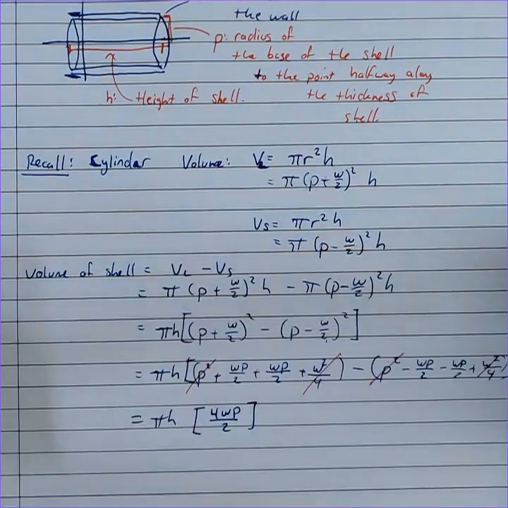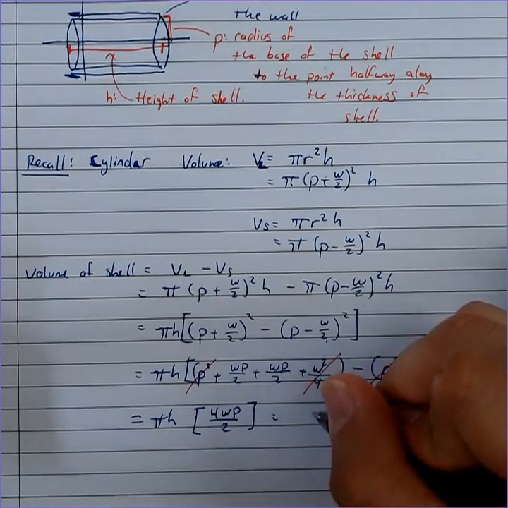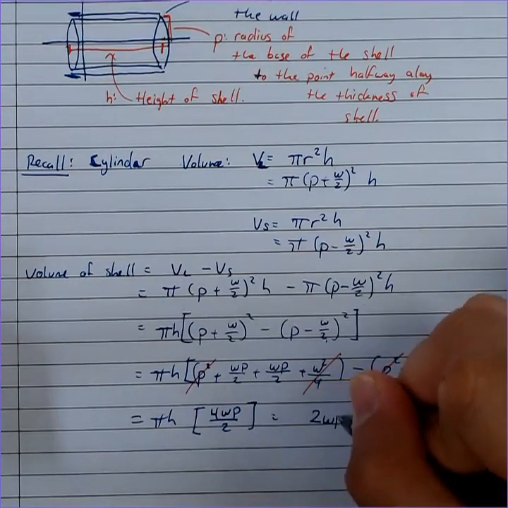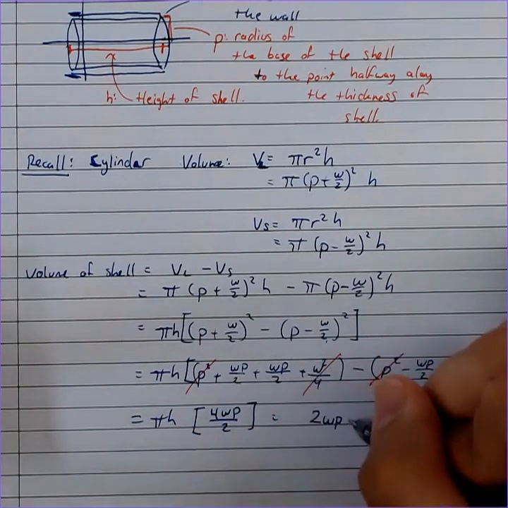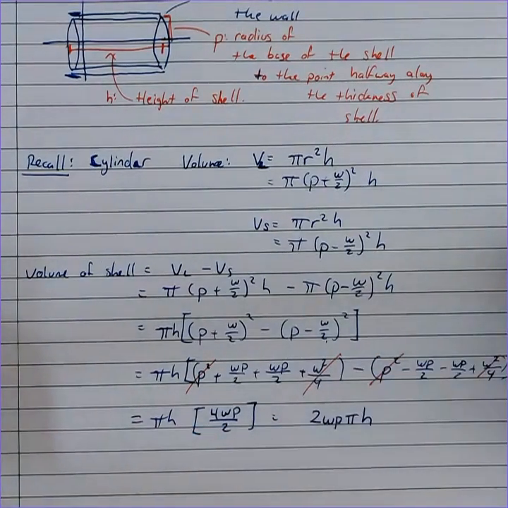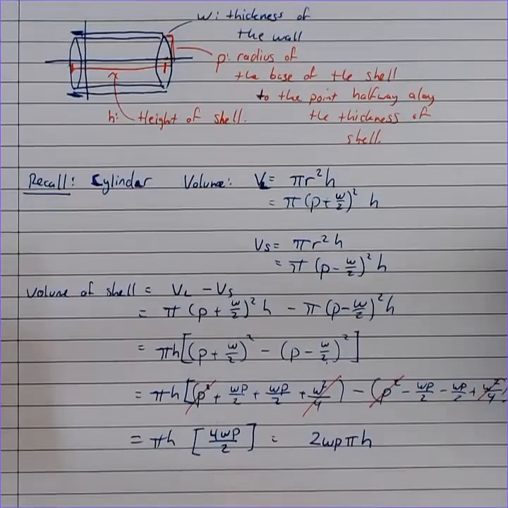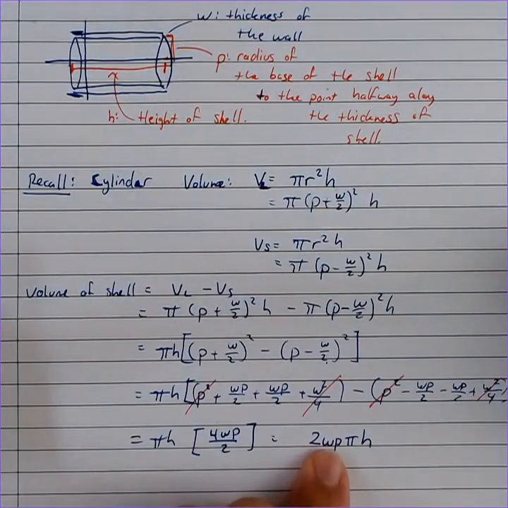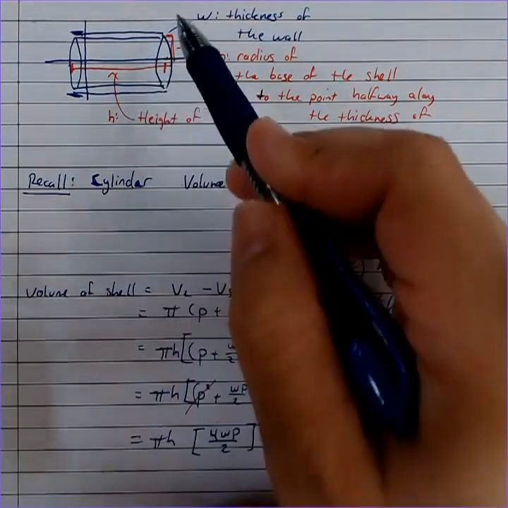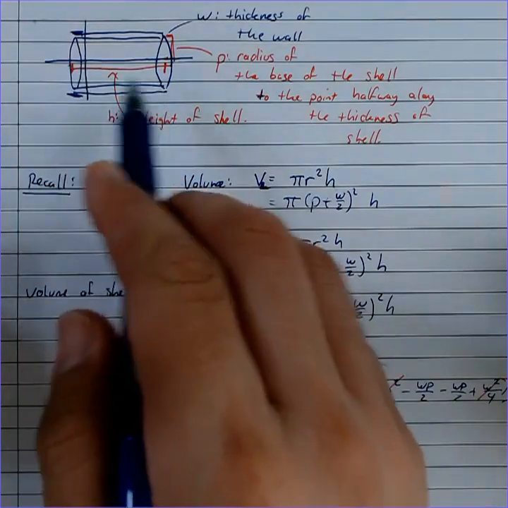Which, of course, we can divide the 4 by 2, and that gives us 2wp, right? 2wp times pi times h. So this gives us the volume of one of these shells, assuming that w is the thickness of one of the walls, the width of the wall. P is the distance from the middle to halfway along the wall. Pi is the constant pi that we're used to, and h is the height of each shell.